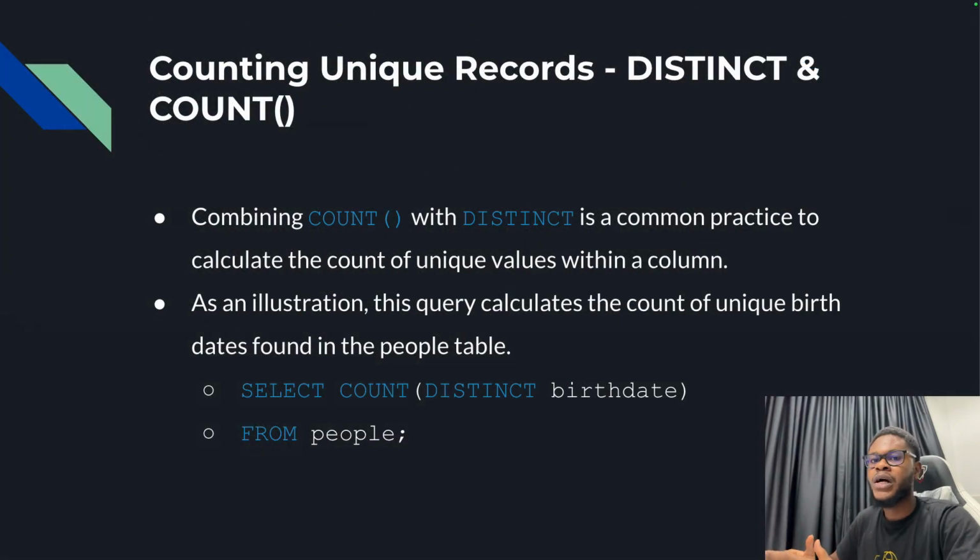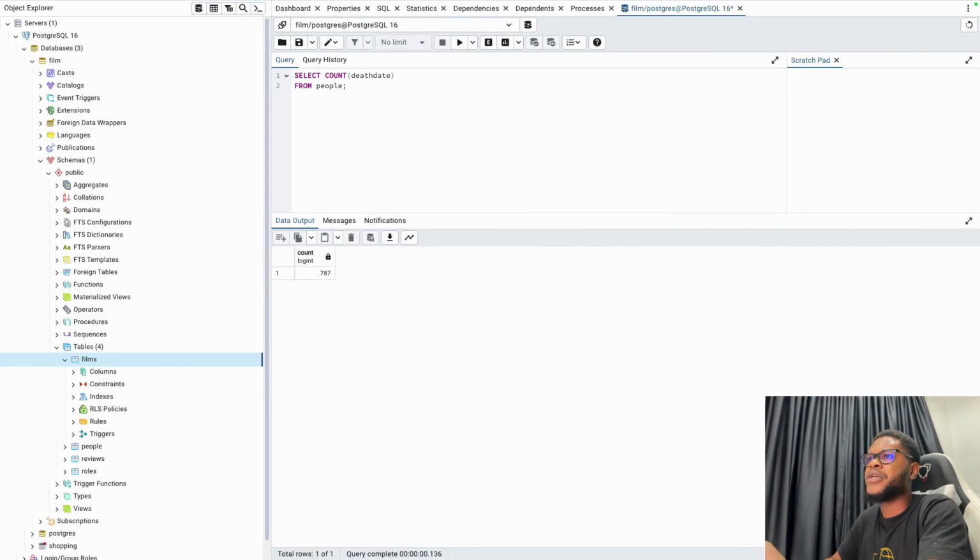It's also possible to count the number of unique values. When you're doing data analysis, it's a common practice to count the number of unique values in a column. We can do this by combining the count function and the distinct keyword, and this will give us the number of unique values. As an illustration, we can see this query here: select count distinct birth date from people. We're going to count the number of distinct birth dates. So if two people share the same birth date in this data set, we're only going to count one of them. Let's try this out in Postgres.